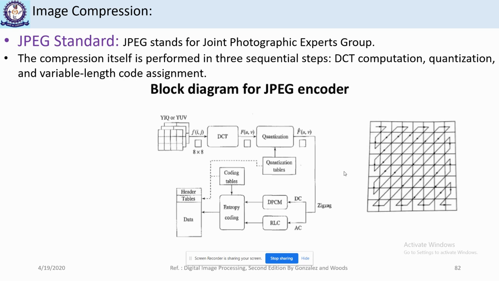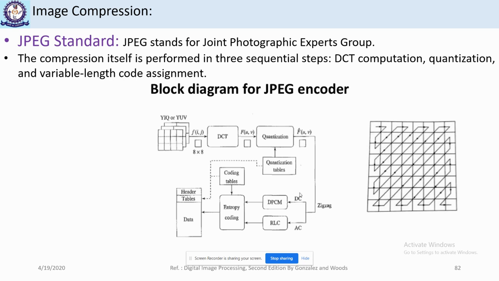The reason for choosing zigzag coding is that this coefficient represents the zero frequency coefficient, that is the DC coefficient, and these coefficients are low frequency coefficients, and these coefficients are high frequency coefficients of the image. We want this 1D array in the order of increasing frequency. That is why we have coded it in the zigzag fashion. We will discuss it later in detail.